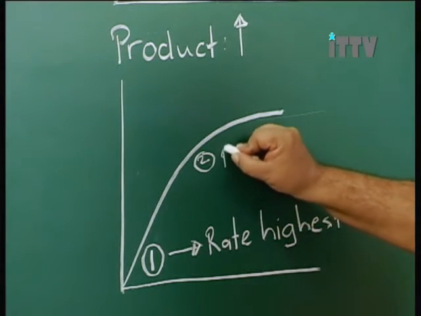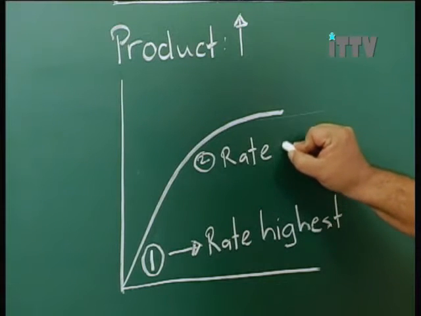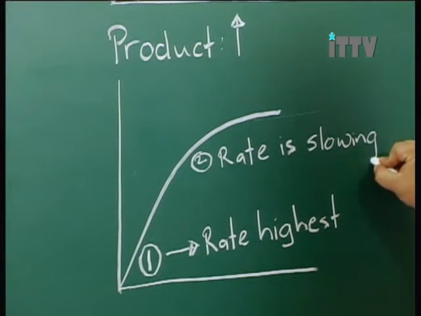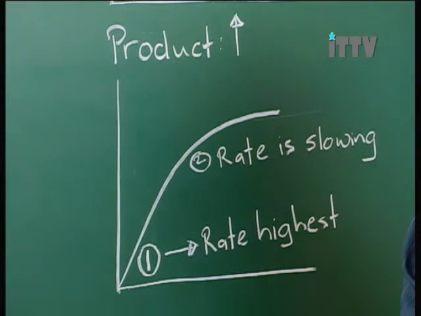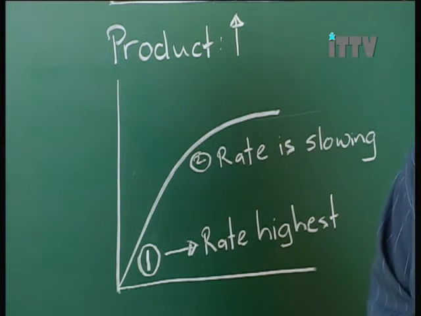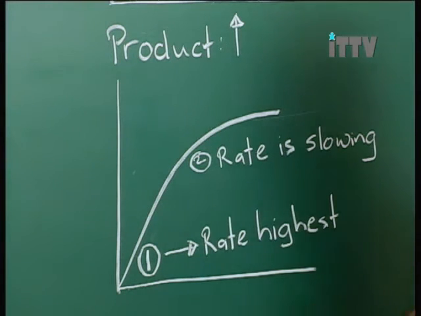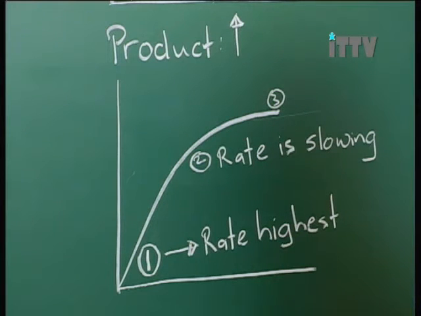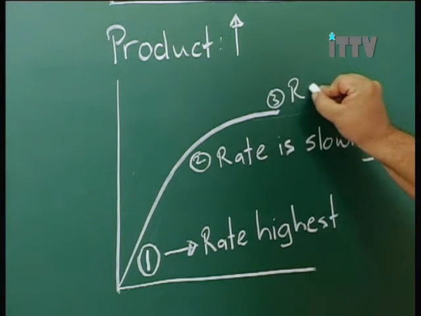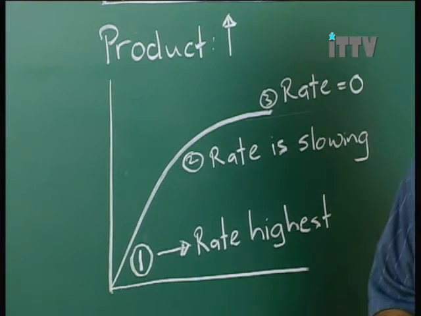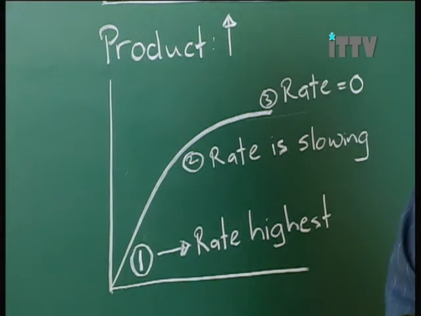So here, rate is slowing. Why is the rate slowing? Well, because your reactants are being used up. So the concentration or mass of your reactants is beginning to become less. The final part is right at the end here. Here, your rate of reaction has finished. So your rate equals 0. The gradient is a horizontal line, which means that there is no reaction occurring.